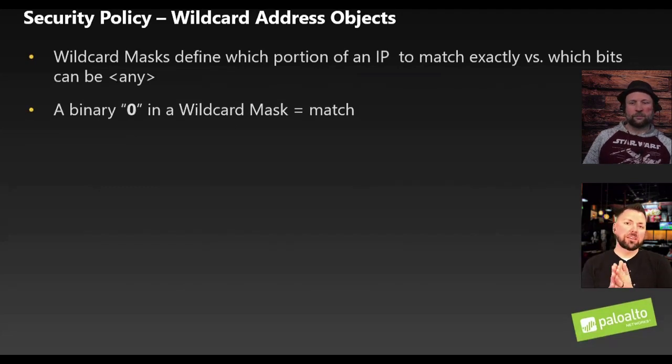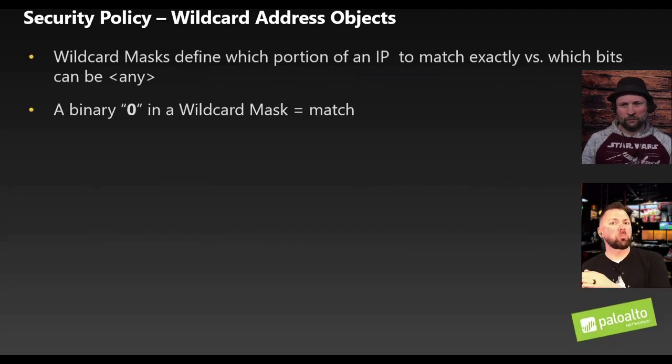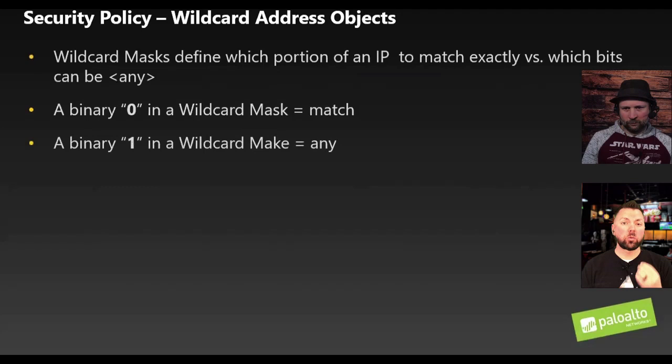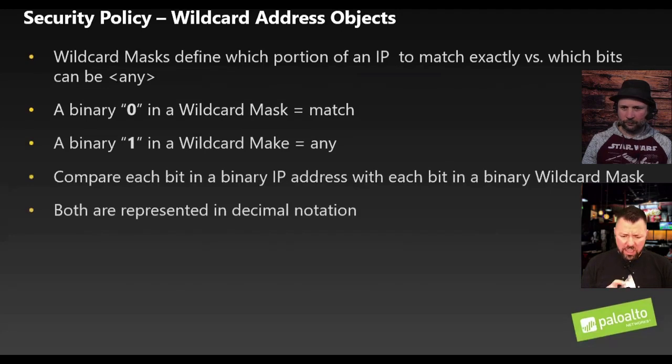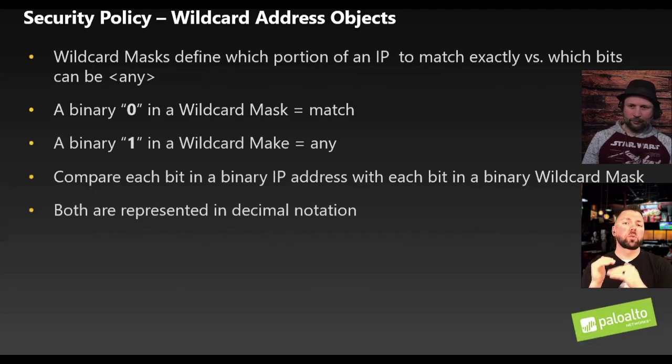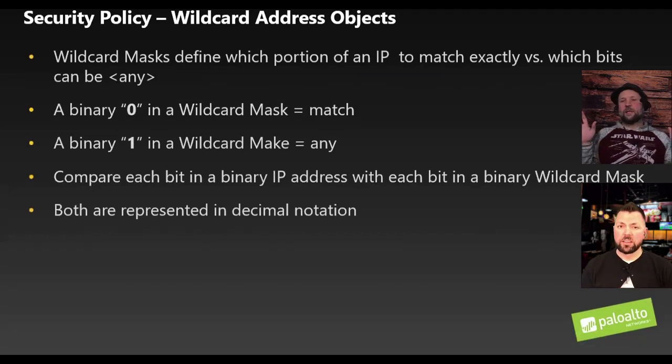So now a binary 0, instead of representing a wildcard as it does in a subnet mask, it represents an exact match bit. And then a binary 1 in a wildcard mask is representing an any or a wildcard. So as you're trying to define this, you need to compare the IP address exactly bit for bit with your wildcard mask. And once you've defined that, convert it back to decimal notation, and then put it into your Palo Alto Networks firewall. So let me stop you here for a minute.